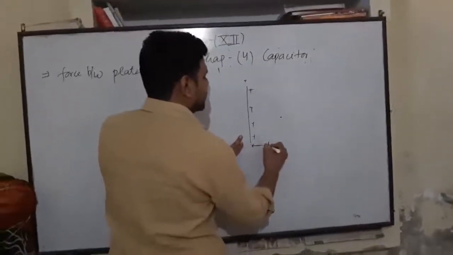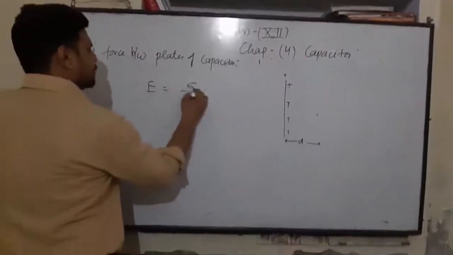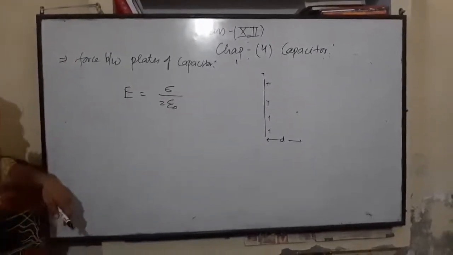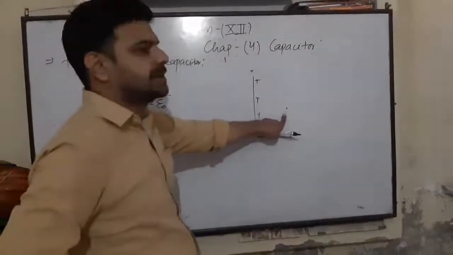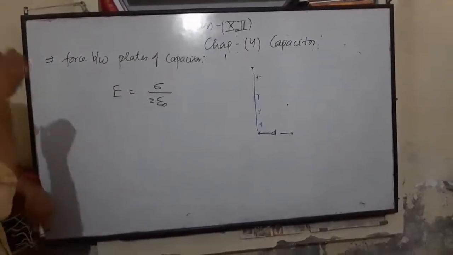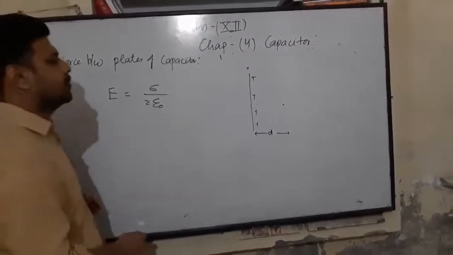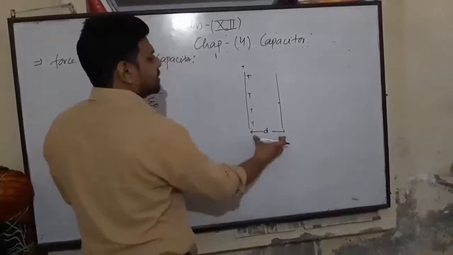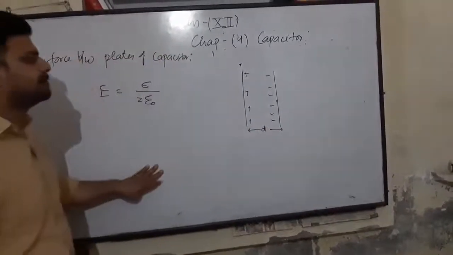at a point which is a distance d from this plate is given by sigma over 2 epsilon naught. This derivation was in the chapter Gauss theorem. The electric field due to a plate at a distance d is given by E equals sigma over 2 epsilon naught. We want to find the expression for force between plates of capacitor. So now put a metallic plate near this plate at a distance d. Due to induction, a negative charge appears on this plate.